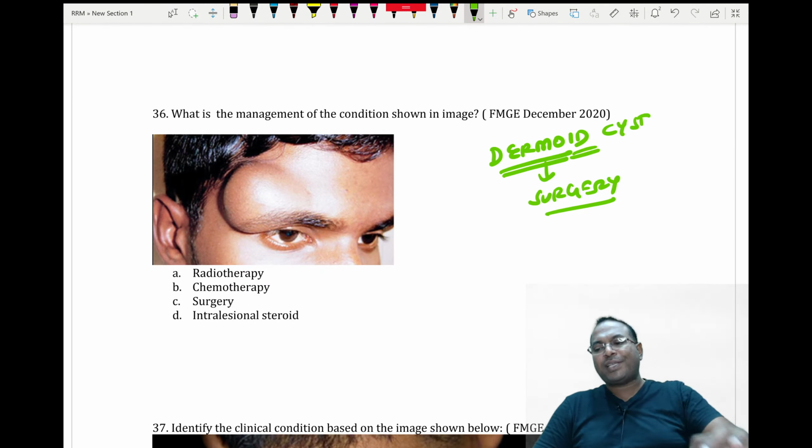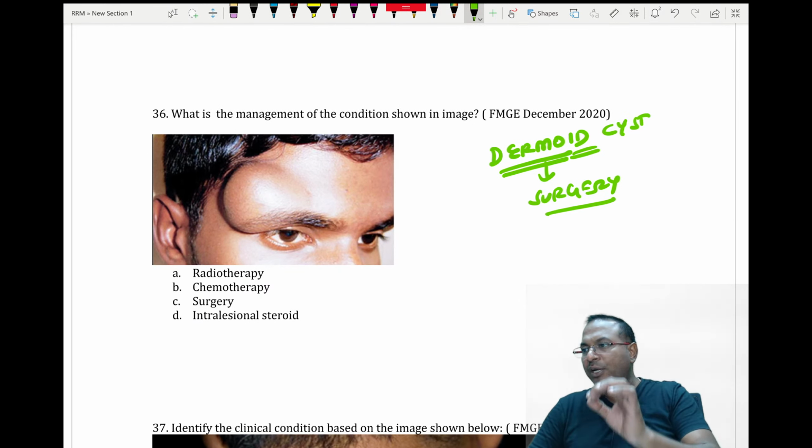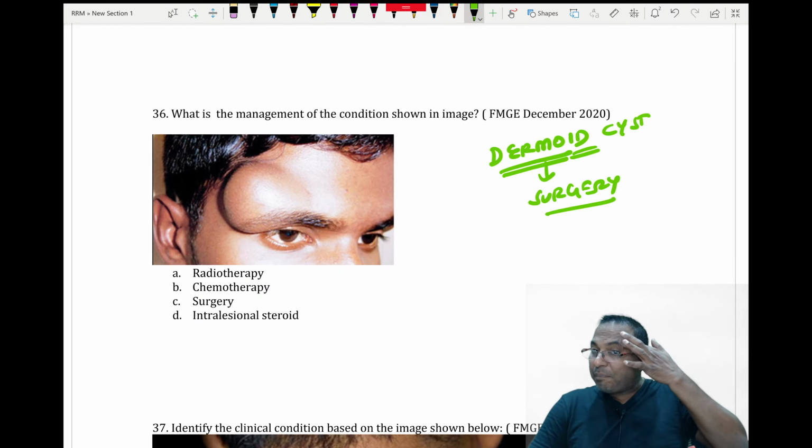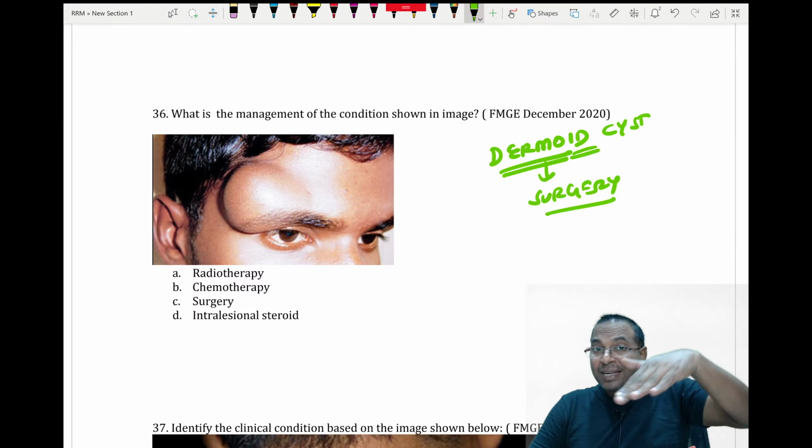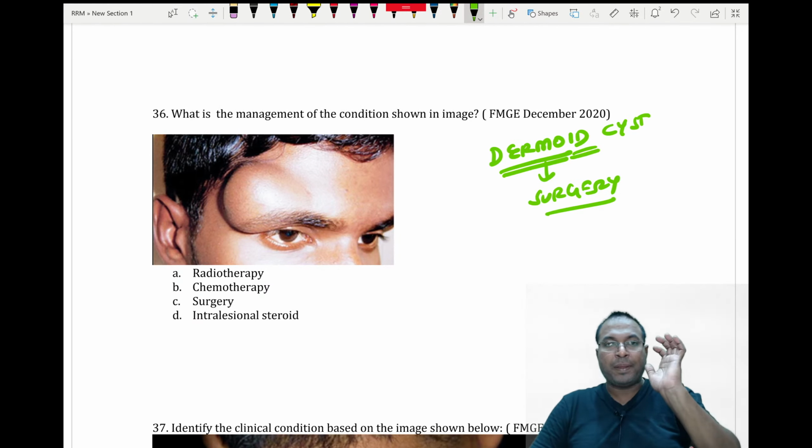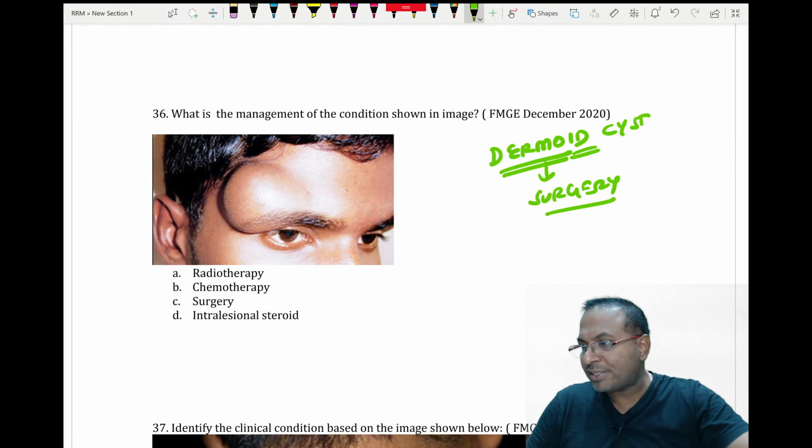The catch point to say it is a dermoid cyst, what is the answer? The catch point to say it is a dermoid cyst is if you palpate, there will be bony indentation. The bony indentation will be there. That is a catch point to say it is a dermoid cyst. Bony indentation will be seen. Okay.